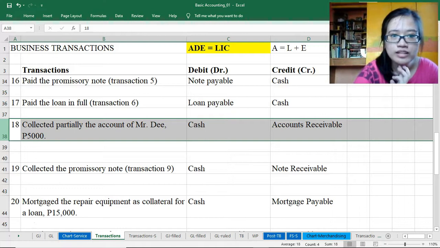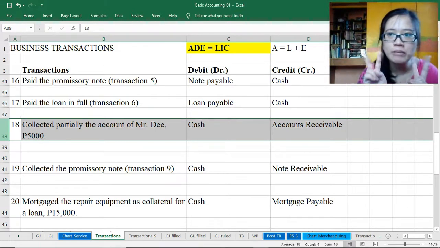Number 18, collected partially the account of Mr. D, 5,000. So, si Mr. D kanina customer natin, di ba? Pero siya ay binil natin. So, nagkaroon tayo ng receivable mula sa kanya. In this case, nakakolekta naman tayo sa kanya. Yung receivable natin mula sa kanya, natanggap na natin yung kaputol kasi partial payment pa lang siya. Collected partially. Pag yung term na ginamit ay collected, cash yun. Nakakolekta tayo in the form of cash. So, ito ay 5,000 ang amount.